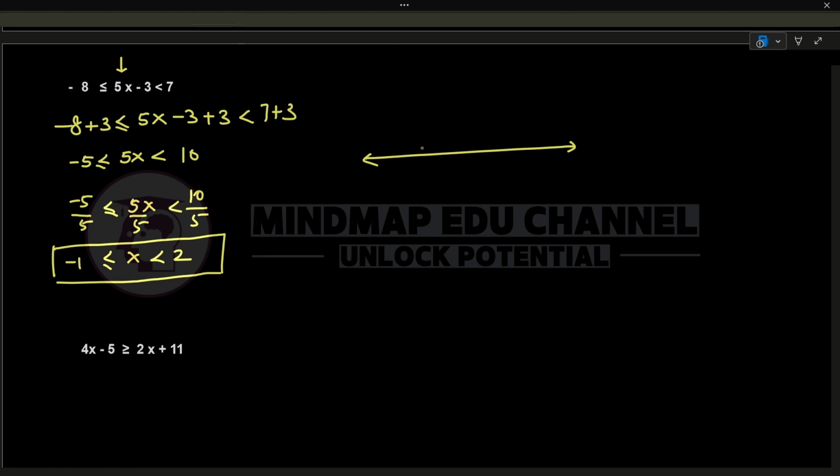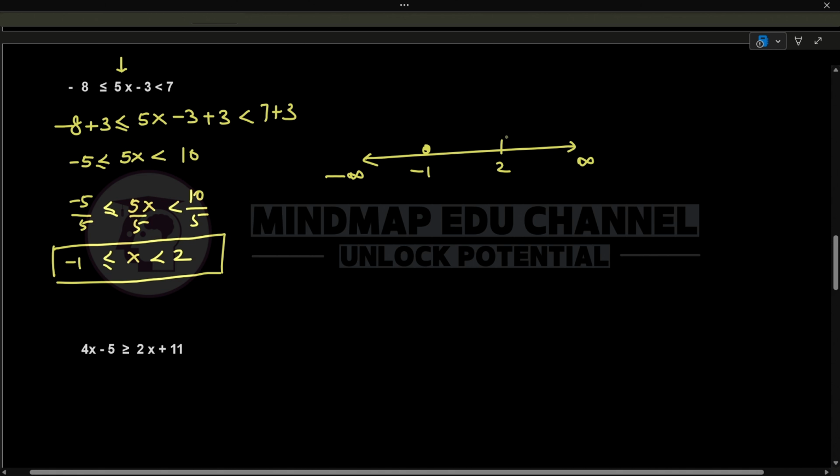So, here we get minus 1, here is 2, minus infinity, plus infinity. Over minus 1 will be a closed circle, and here it will be an open circle at 2. So, x is greater than or equal to minus 1, so it will be towards the plus infinity, but it should be less than 2. So, this is the solution on the number line for this inequality. Clear? So, in interval notation, it will be minus 1 to 2.